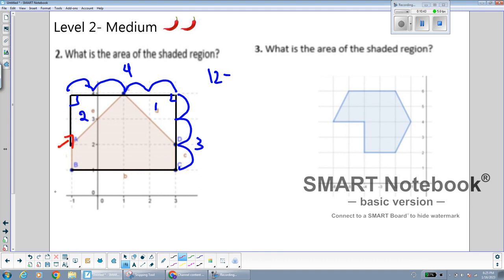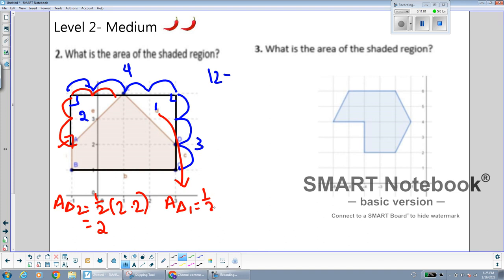So the area of triangle 2 is 1/2. The base is 2. The height is 2 as well. So half of 4 is 2. And the area of triangle 1 is half of the base, which is 2. The height is also 2. So it's half of 4 once again, which is 2. So the area of the unshaded region is 4. That brings the area of the entire shape to 8 units squared.